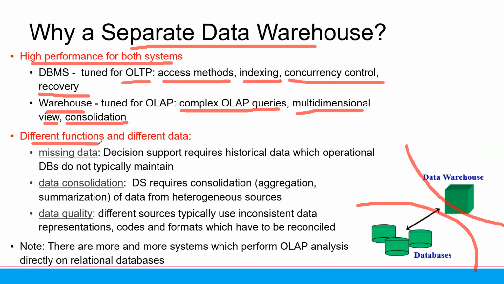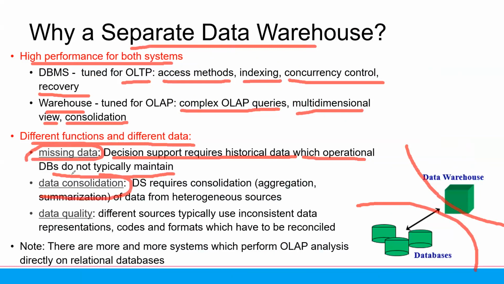And it has different functions and different data. The decision support requires historical data which operational DB do not typically maintain. So there is a lot of missing data in the operational data. But when you do the analysis, when you have missing values, it will degrade the quality of your analysis. So when you do the analysis, you need to handle the missing values. You need to handle the missing data.